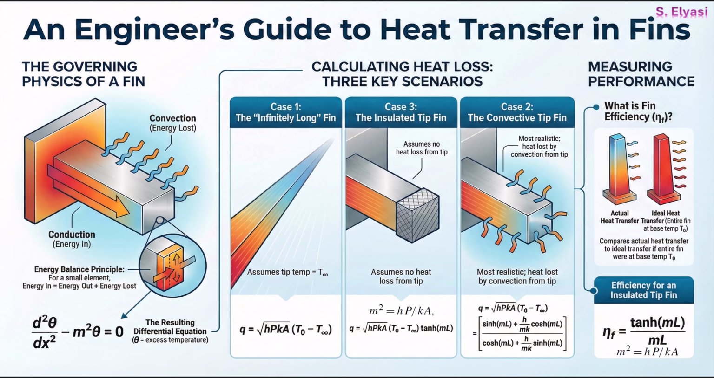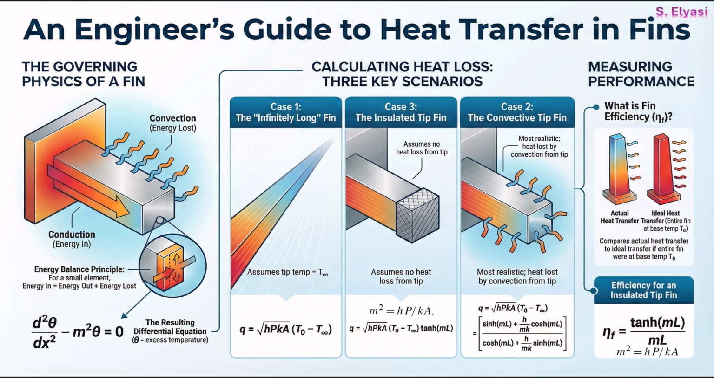Second, let's talk about the math. Modeling what happens right at the very tip of the fin can get, well, tricky. So to make life easier, engineers use three main assumptions. There's the infinitely long fin model, which just assumes the tip is so far away, it's the same temperature as the air. Then you've got the insulated tip, where we pretend no heat escapes from the end at all. And then there's the most realistic one, the convective tip, which actually accounts for heat leaving from that tip surface.